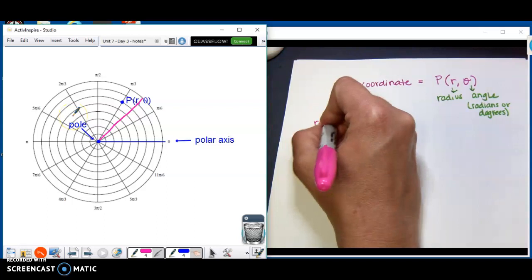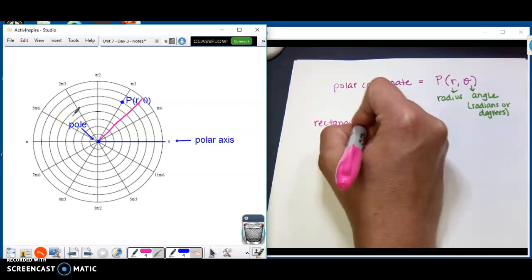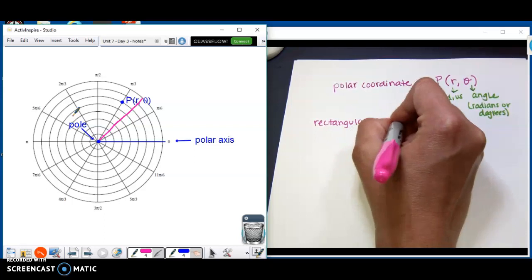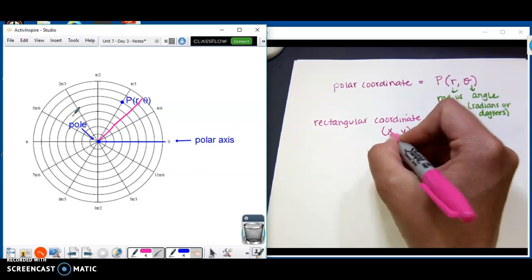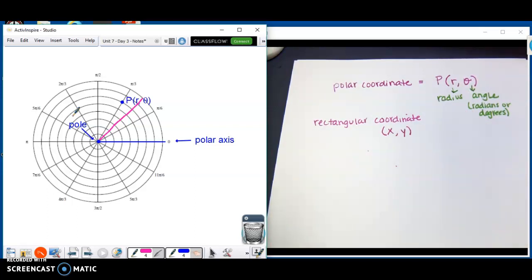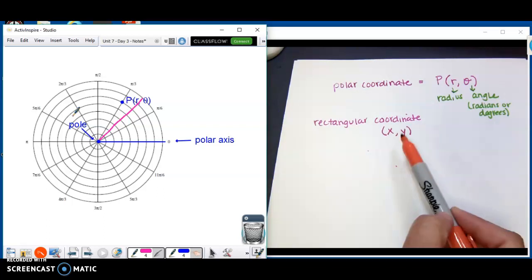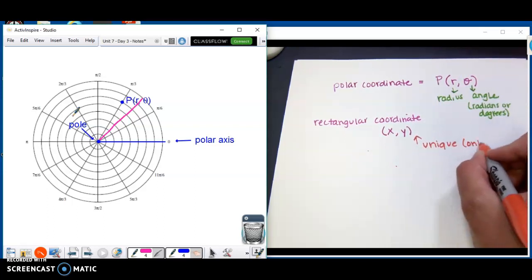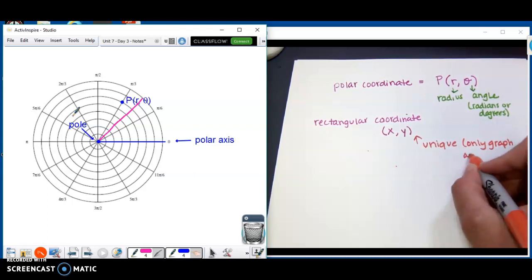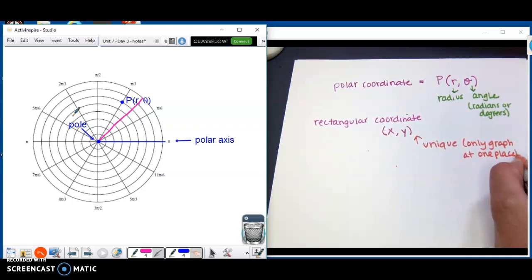Just to relate this, a rectangular coordinate that you've been graphing since way back is (x, y). x tells you you're going to the left or the right, y tells you going up or down. And like I said, this point is unique. You can only graph this in one place. Whereas you're going to see with polar, radius and angle could happen at a bunch of different places on the graph.